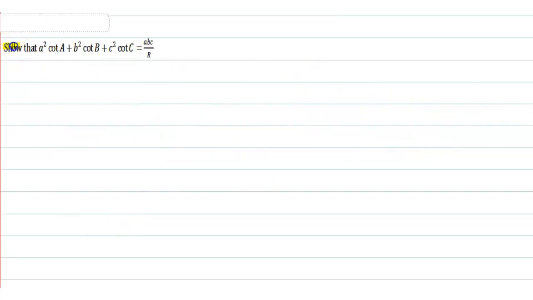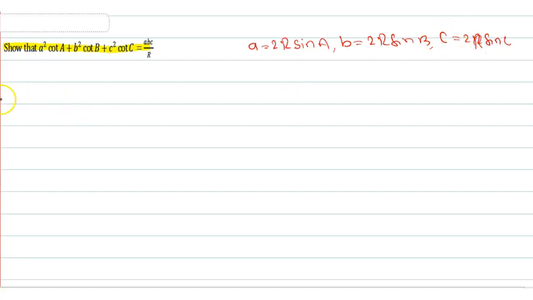The next question is asking to show a² cot A + b² cot B + c² cot C is equal to abc by R. So here I have the formula: small a is equal to, by sine rule, 2R sin A. Similarly, I can write b equal to 2R sin B and c equal to 2R sin C. Right. So here I am taking the LHS part.